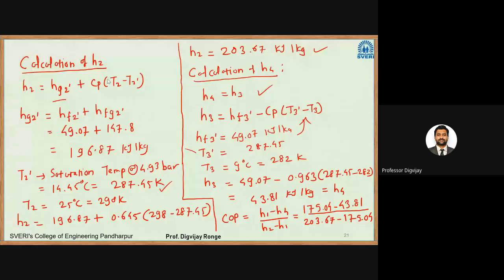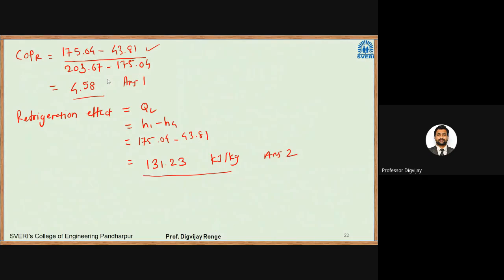So that is why I have to use the formula, that is the enthalpy at saturated vapor plus Cp delta T. So that way I have calculated H2. Then calculation of H4. H4 is equal to H3 because it is a constant enthalpy expansion process. Point 3 lies in the subcooled region. For subcooled enthalpy, how to calculate? The enthalpy of saturated liquid minus Cp delta T. So that way I have calculated the values, and that way I calculated COP. Last was the refrigeration effect. That is nothing but the heat extracted in the evaporator, which is H1 minus H4. So that way I have calculated the refrigeration effect.